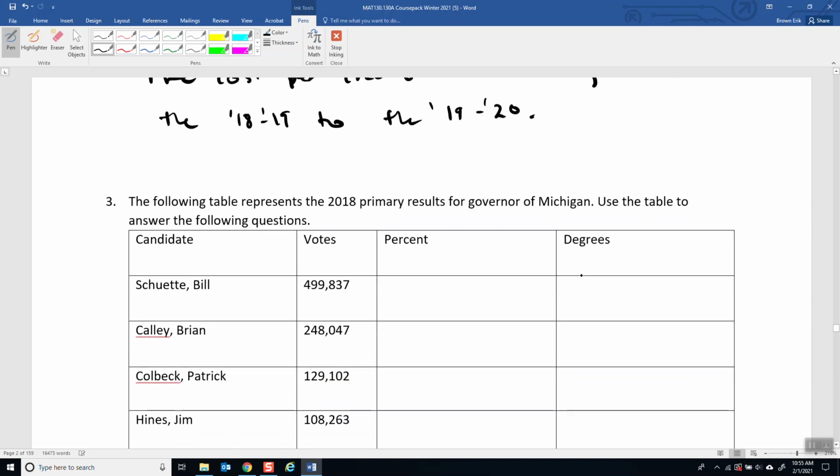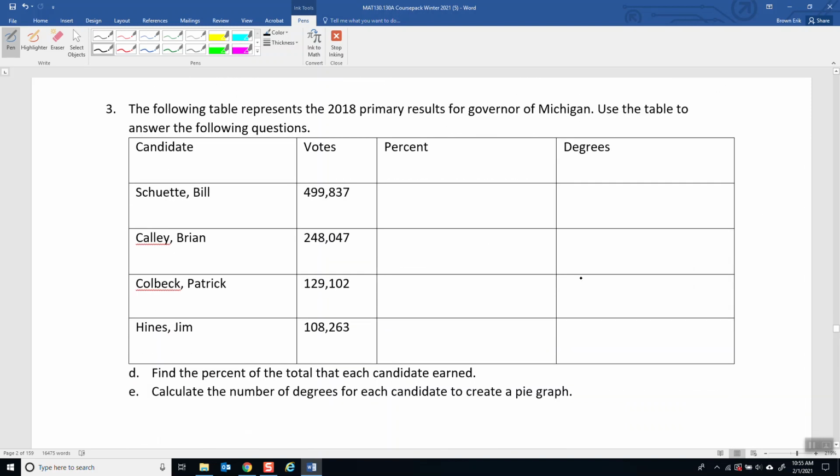All right, next one's a little annoying. Here we've got the table of the 2018 primary results for Governor of Michigan. This was way back when. This is obviously the Republican primary. And we are to calculate the percent of votes that Bill Schuette got versus Brian Calley versus Patrick Colbeck versus Jim Hines, and then the number of degrees in a pie graph that this would represent.